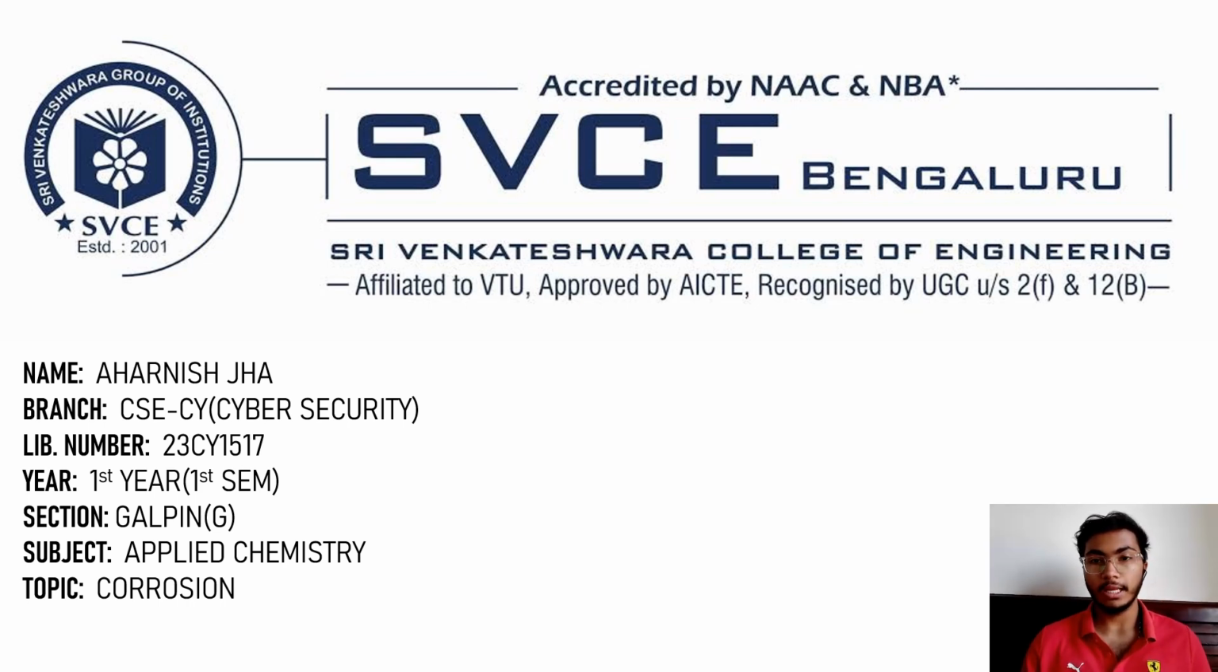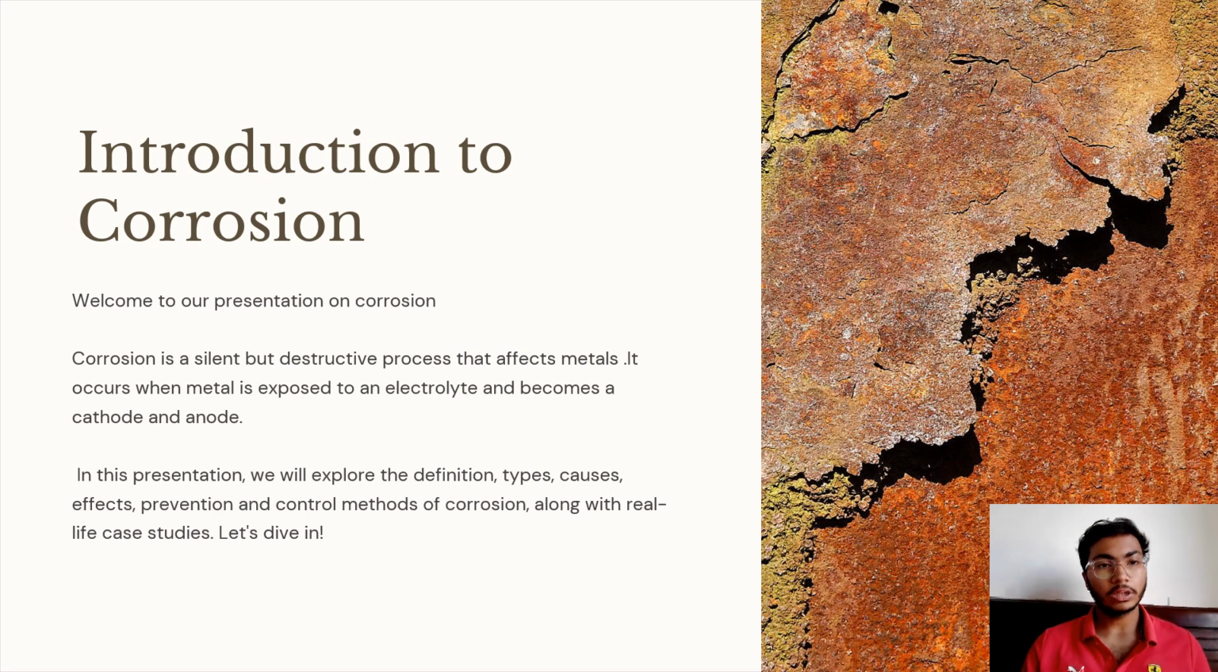The subject today is applied chemistry and the topic is corrosion. Introduction to corrosion. Welcome to our presentation on corrosion. Corrosion is a silent but destructive process that affects metals. It occurs when metal is exposed to an electrolyte and becomes a cathode and anode. In this presentation, we will explain the definition, types, causes, effects, prevention, and control methods of corrosion, along with real-life case studies. Let's dive in.